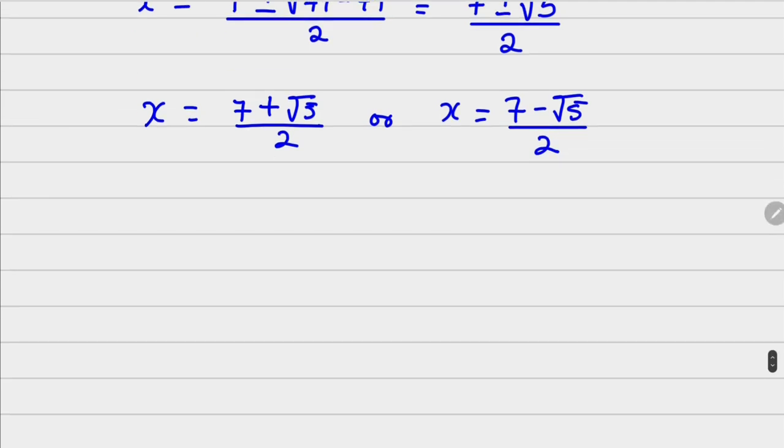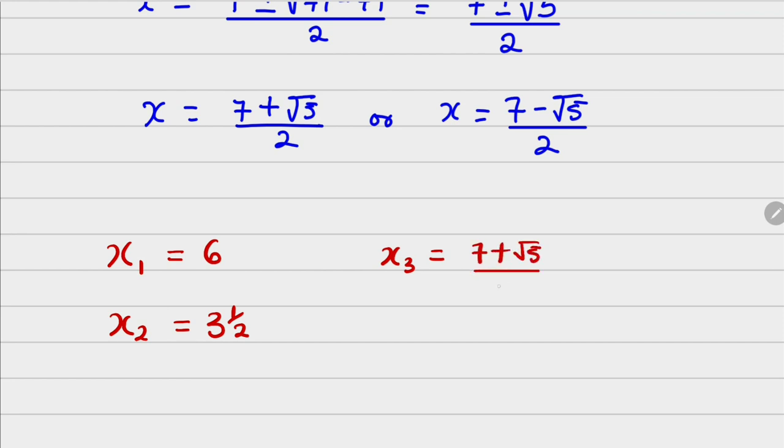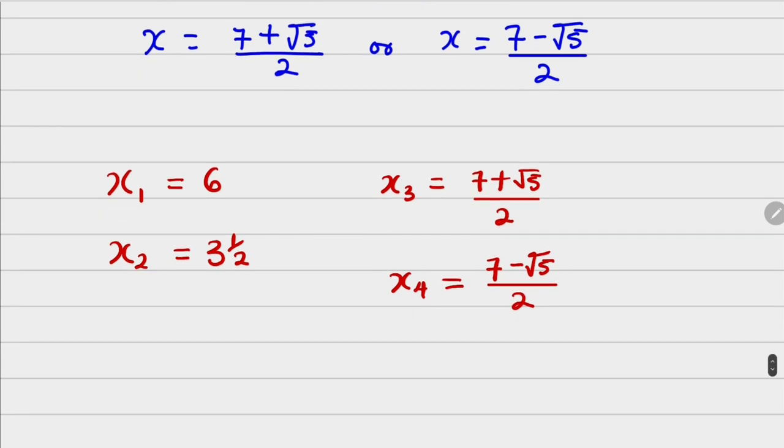And what are the values in conclusion? We have x, the first one, let me label it x1, we have 6. Then x2, we have 3.5 as a value. Then x3, we are going to have (7 plus root of 5) by 2. Then the last one, which is x4, actually we are going to have (7 minus root of 5) by 2. So this is how we work out this question.